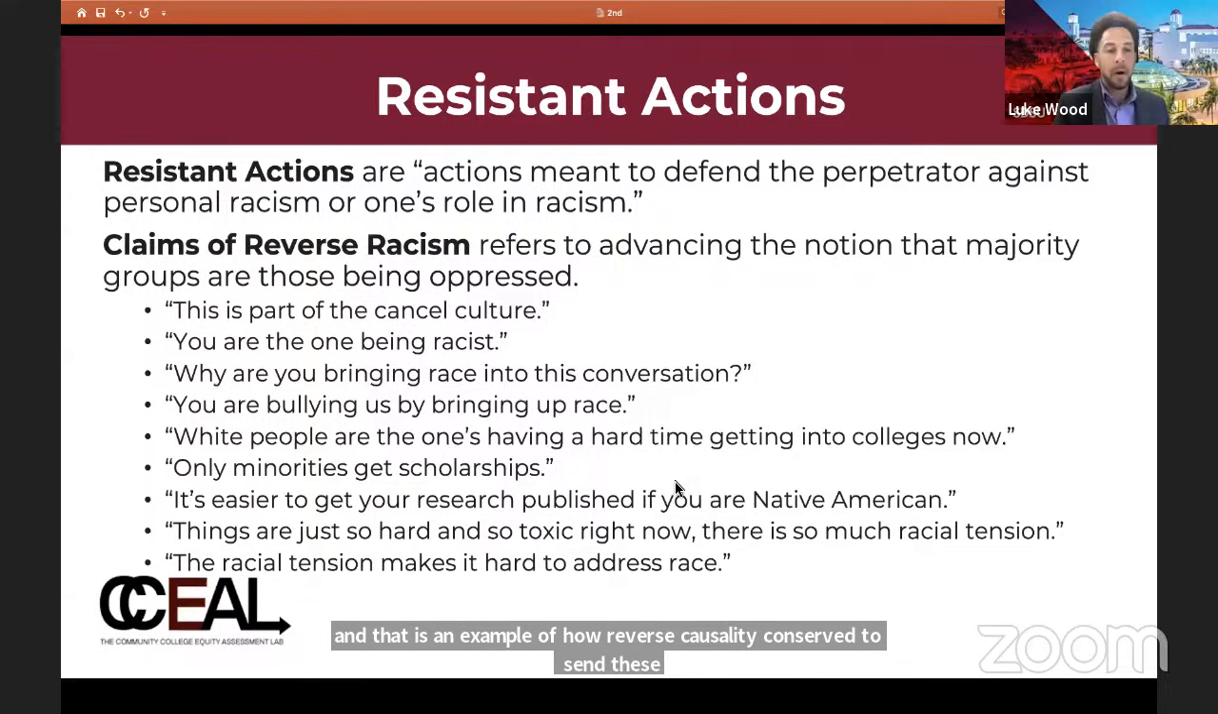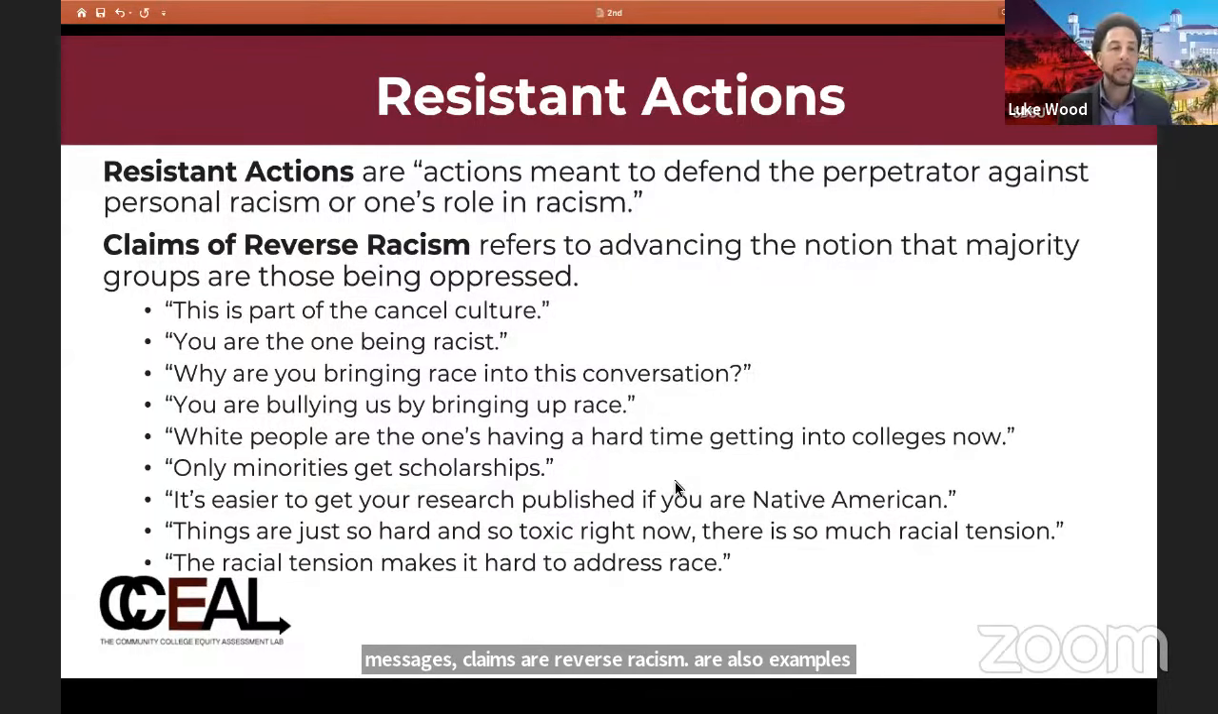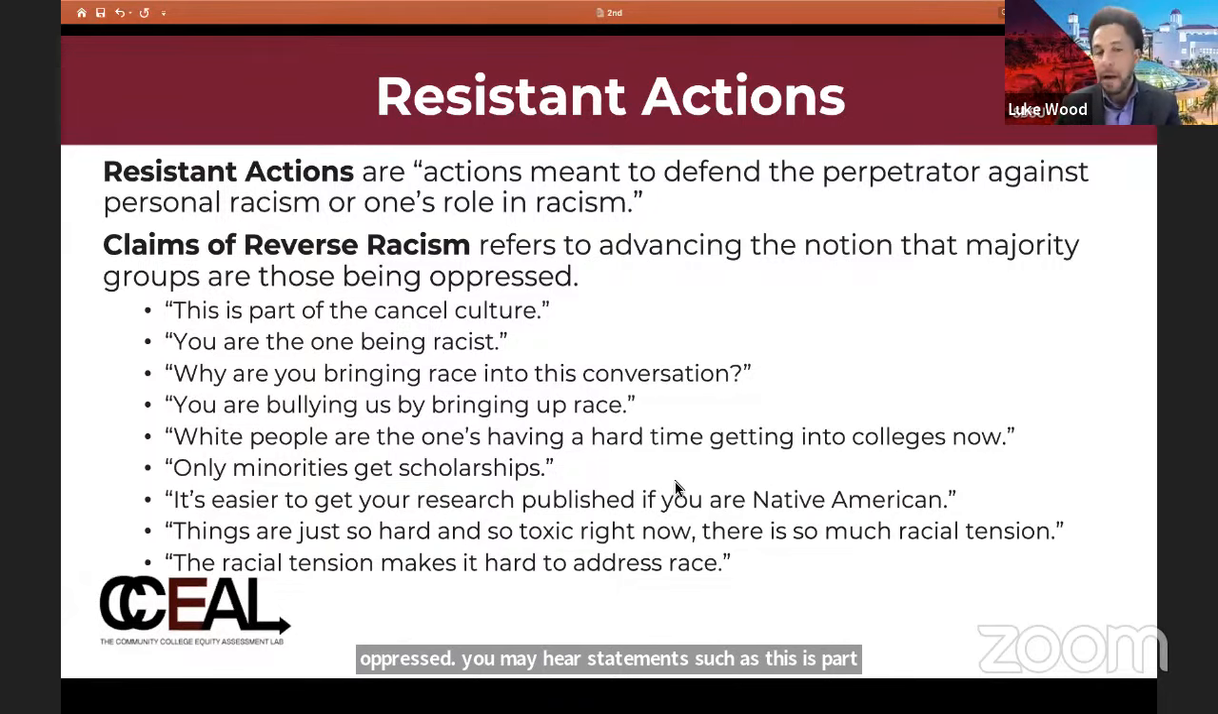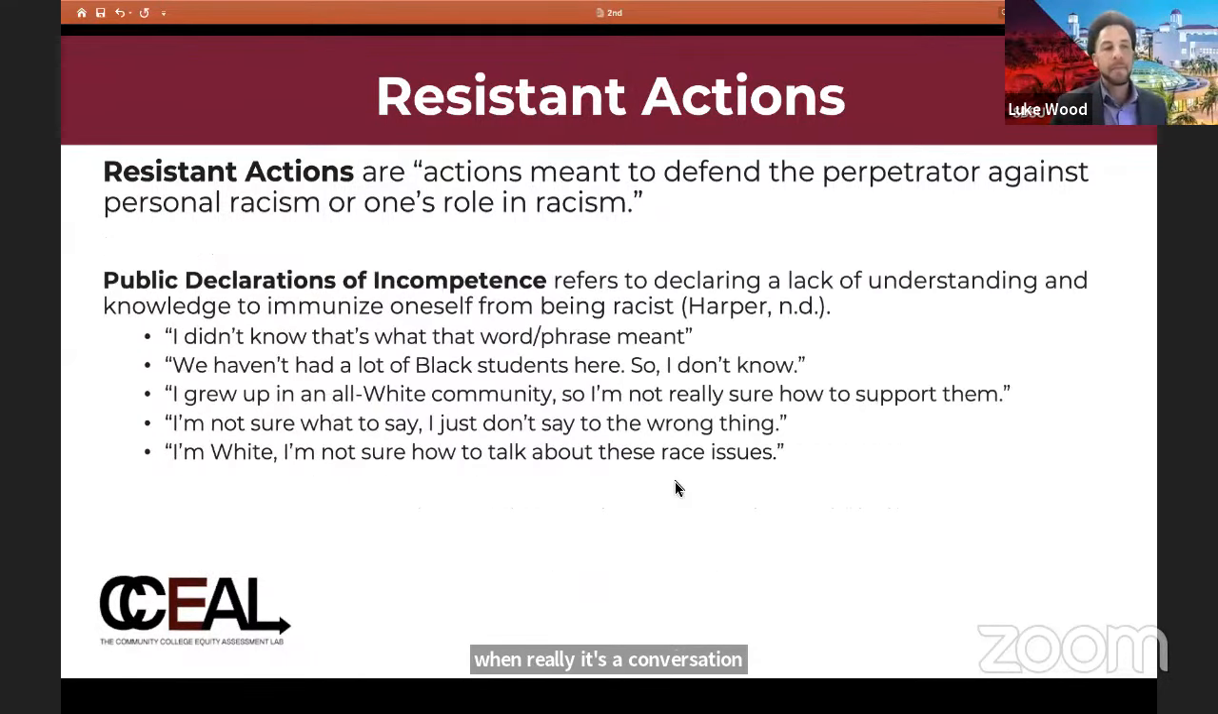Claims of reverse racism are also examples of messages that can serve to racelight Black, Indigenous, and people of color. And this refers to advancing the notion that the majority groups are those that are being oppressed. You may hear statements such as, this is part of cancel culture, or you're the one that's being racist by bringing up conversations on race and racism, or that the national conversation on critical race theory is one that people are pushing back on because it makes students feel bad, or it somehow forces a conversation that promotes racism, when really it's a conversation that's meant to counteract and deconstruct racism.